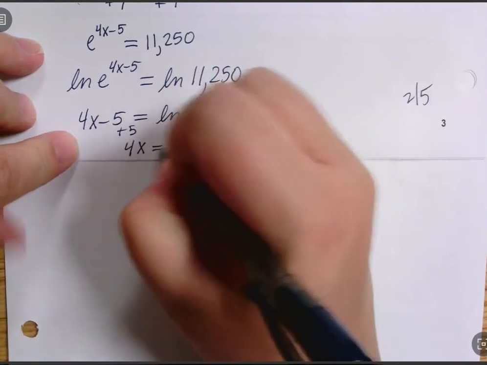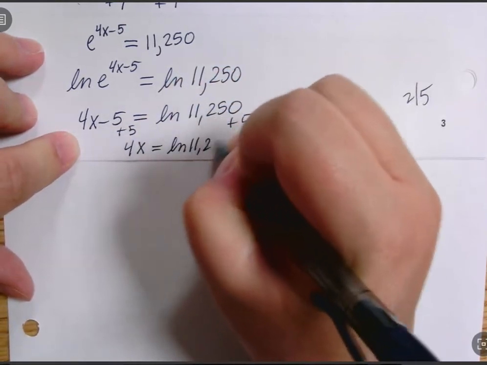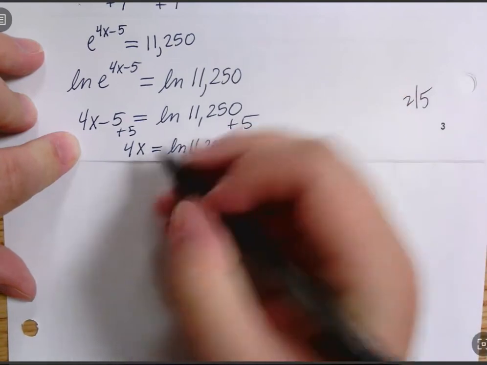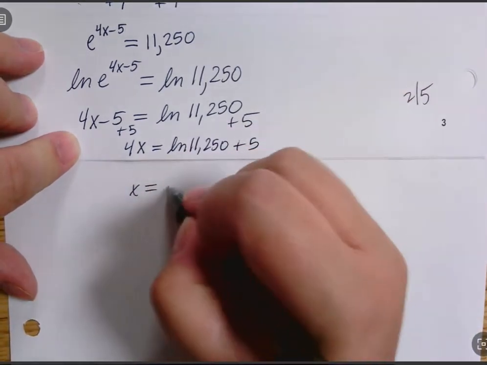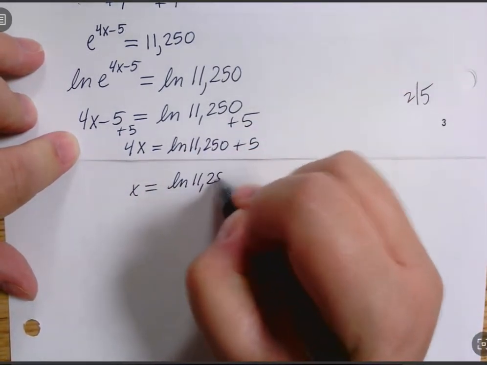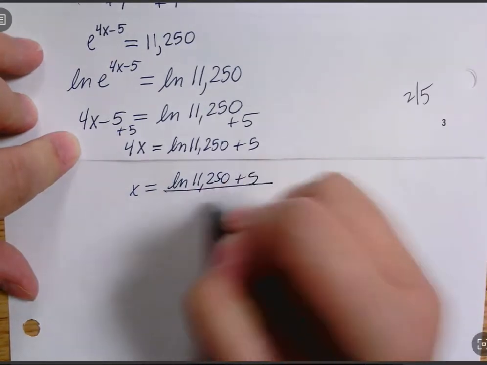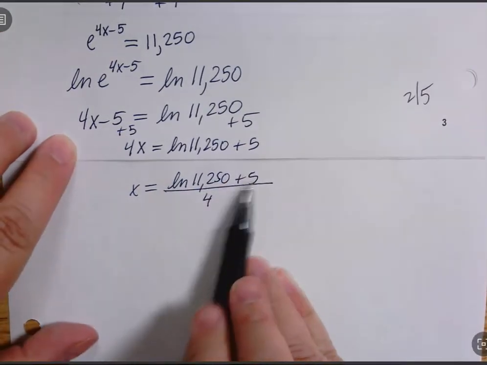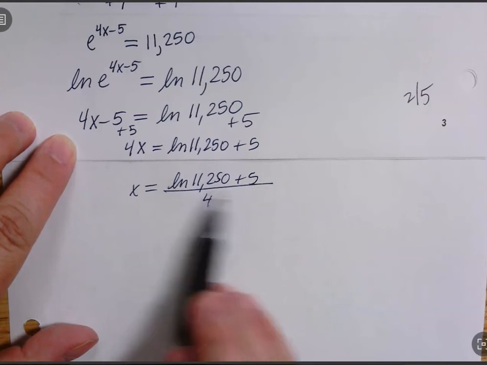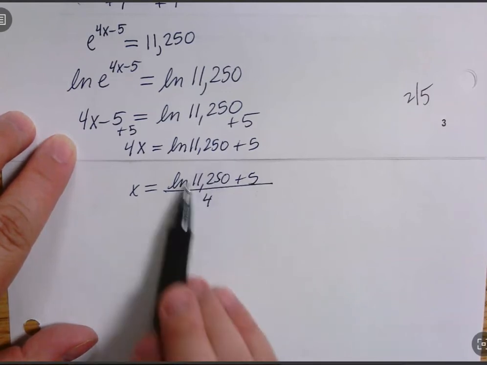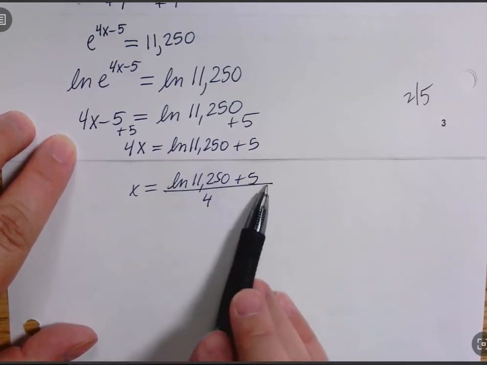That's right, 4x equals natural log of 11,250 plus 5. So x equals natural log of 11,250 plus 5 all over 4. This is not in here. It's not natural log of all of this. It's natural log of just this, and then when I'm done with that, adding 5.